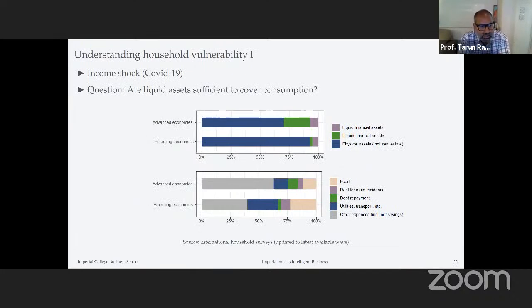So what we look at is, once again, the household balance sheet in the presence of this income shock, and we update these household surveys to the latest available wave in all cases. You can immediately see, again, the same things. There's no real difference here. Across emerging economies, the reliance on physical assets is very high. In advanced economies, there's far lower reliance on physical assets such as real estate. There's more in the form of illiquid financial assets such as retirement accounts, and then there's liquid financial assets that also constitute a higher fraction of the total balance sheet.